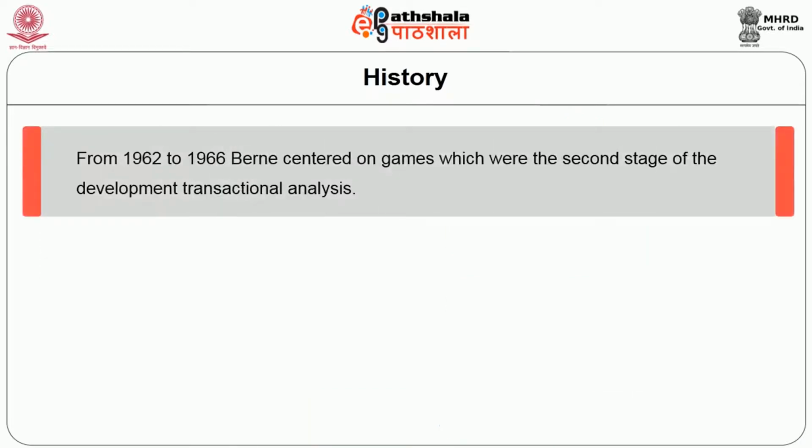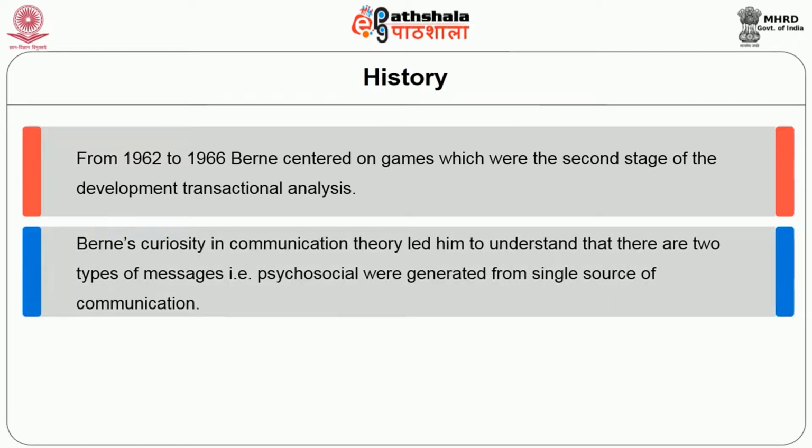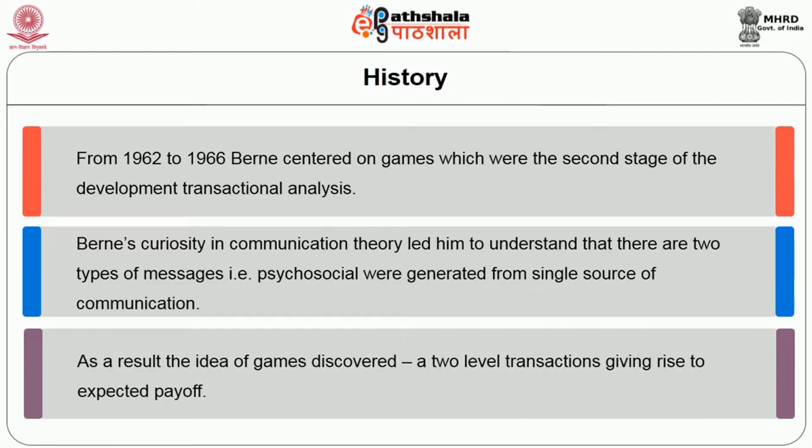From 1962 to 1966, Berne centered on games, which were the second stage of the development of transactional analysis. Berne's curiosity in communication theory led him to understand that there are two types of messages, psychological and social, generated from a single source of communication. As a result, the idea of games discovered a two-level transaction giving rise to an expected payoff.